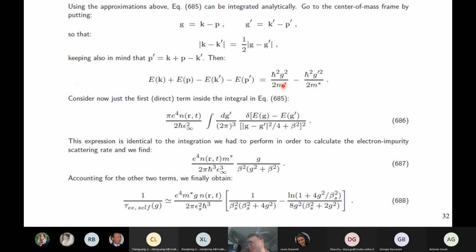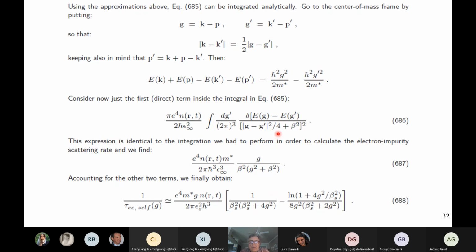I'm assuming that the bands are spherical, so isotropic, and parabolic with an effective mass m star. Then we get something which is very similar to the expression that we had for scattering with impurities. It's essentially identical. And so you find exactly the same expression for the direct term. For the exchange and interference terms, you get this more complicated expression.